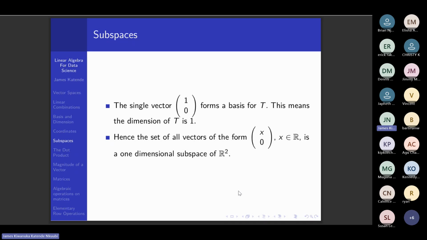And since it's only one vector, a single vector is by definition considered to be an independent set. And it turns out that it spans T. So you can think of it as a basis for T because it's an independent set and also spans the vector subspace. And therefore, we can now say that it's a basis for T. Since its basis has only one vector, we say the dimension of that subspace is 1. So I hope that makes sense.